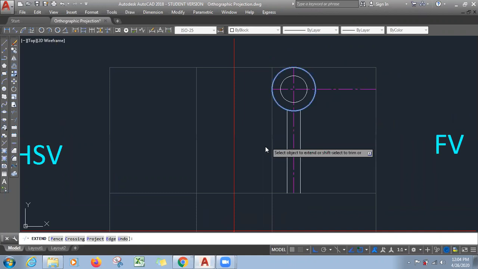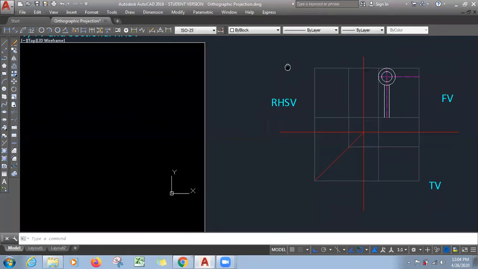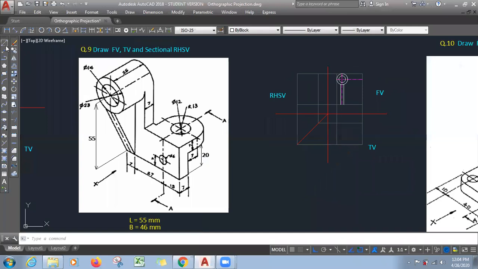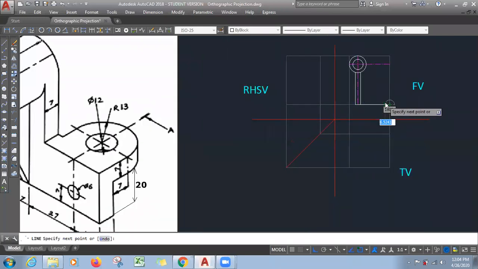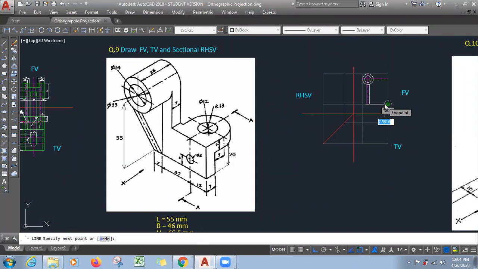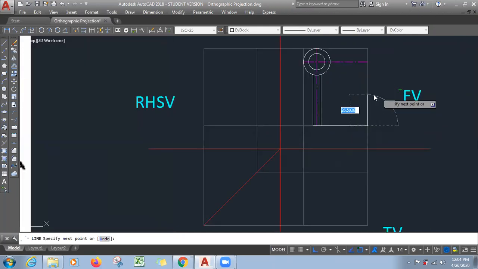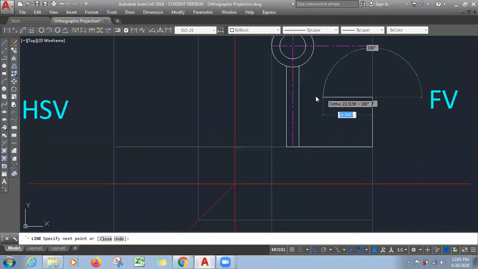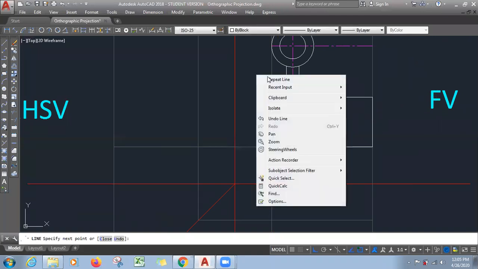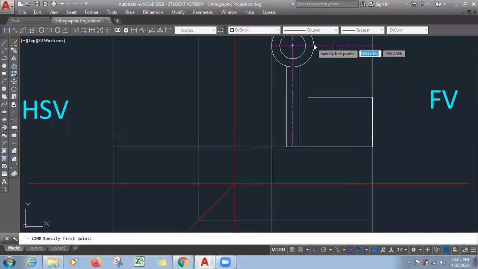Now I have this thing. After this, take a line from this point going up to the last. Now it is going vertical. How much is it? This total is 20 plus 7, so 27, enter. In this direction, at what level is it going? You see, the tangential line is coming from this point, and the excess line you can trim.